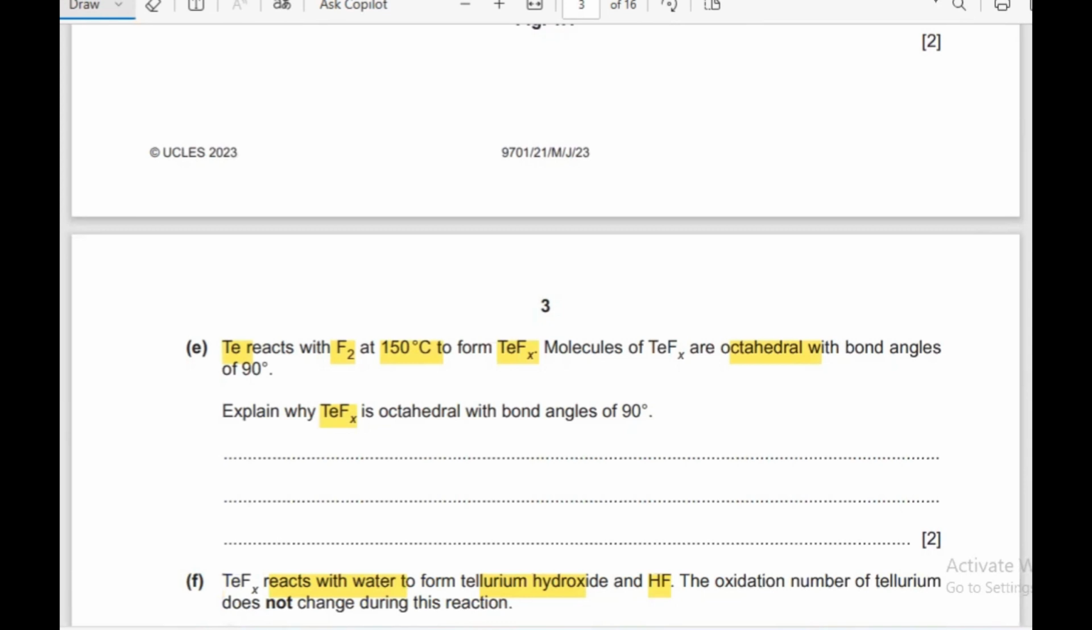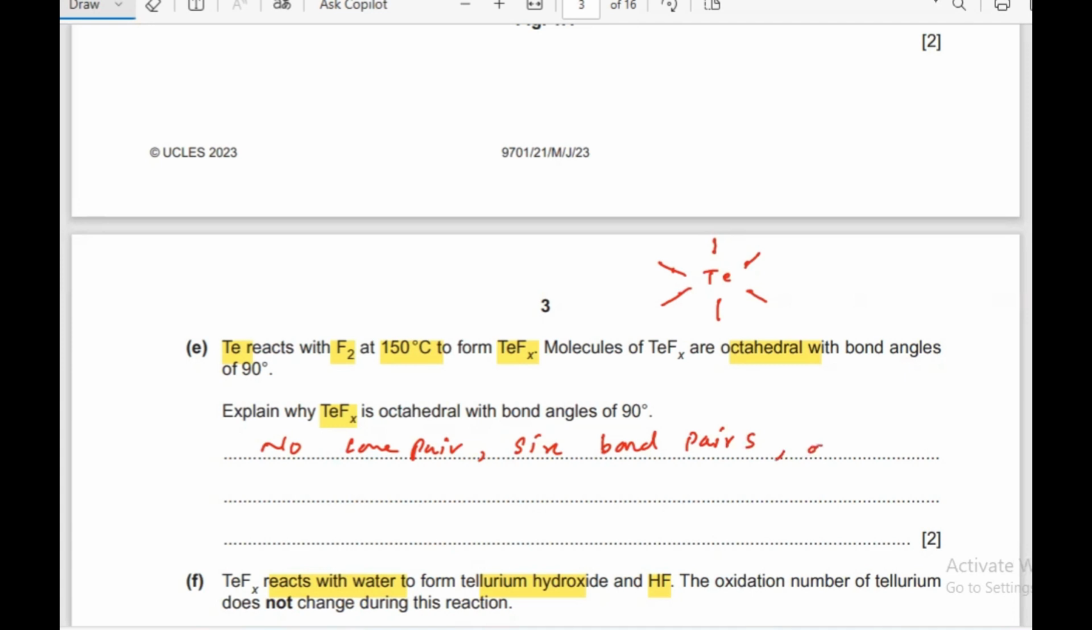Okay. Now the octahedral shape. Explain why TeF6 is octahedral. Te has 6 electrons, so 1, 2, 3, 4, 5, 6. So if 6 F are attached, we will get a structure like this. It means that Te does not have any lone pair. So it has no lone pair, but it has 6 bond pairs.